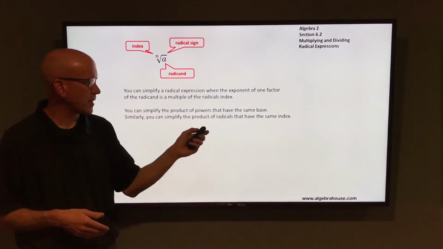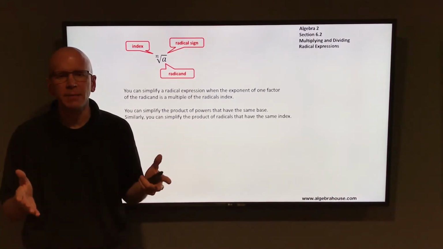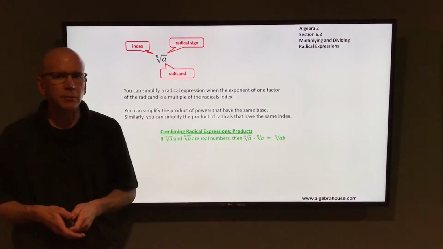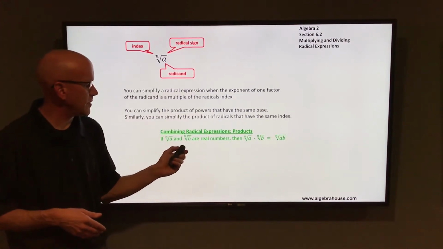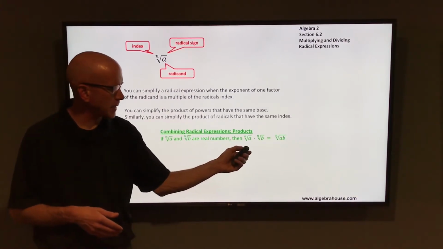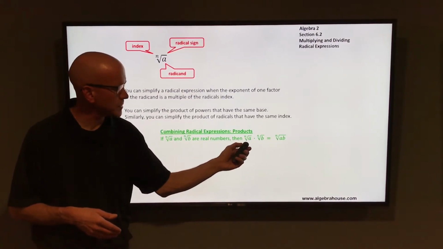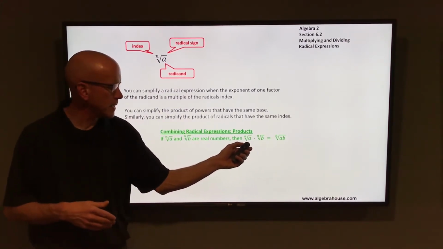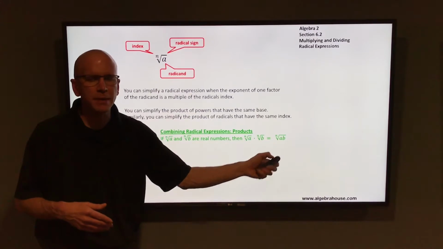Similarly, you can simplify the product of radicals that have the same index or root. So if you're multiplying radical expressions, if you have the nth root of a and the nth root of b, and those are real numbers, then the nth root of a times the nth root of b, the root is the same. If the root is the same, just multiply what's under the radical sign. That would be the nth root of ab.